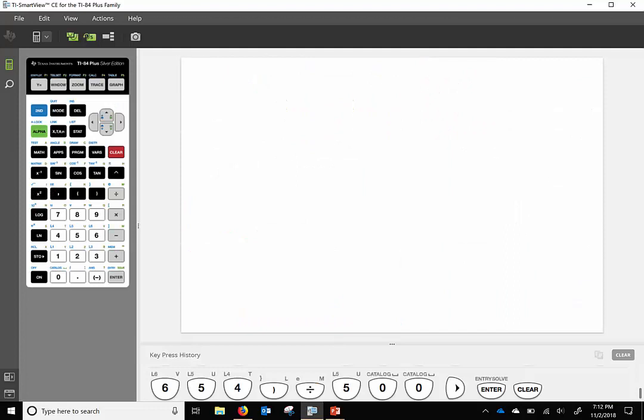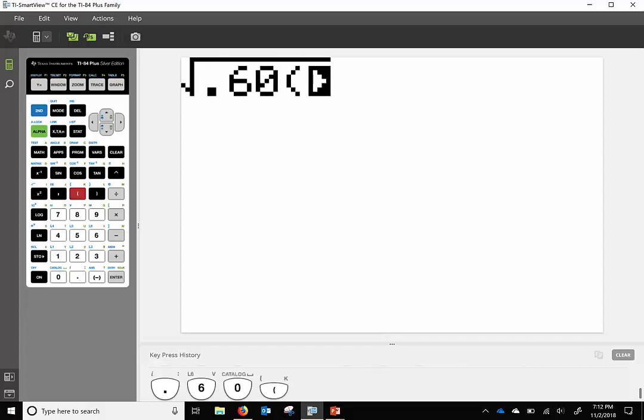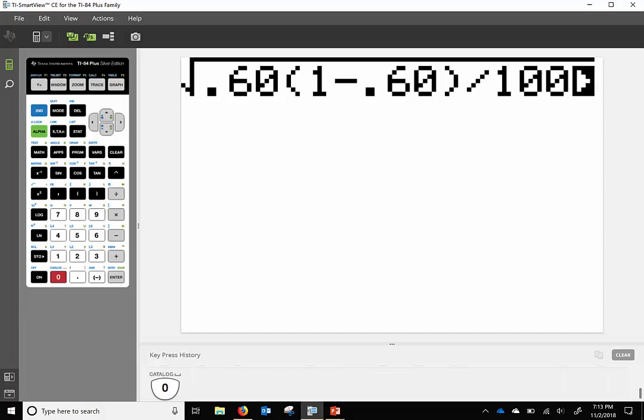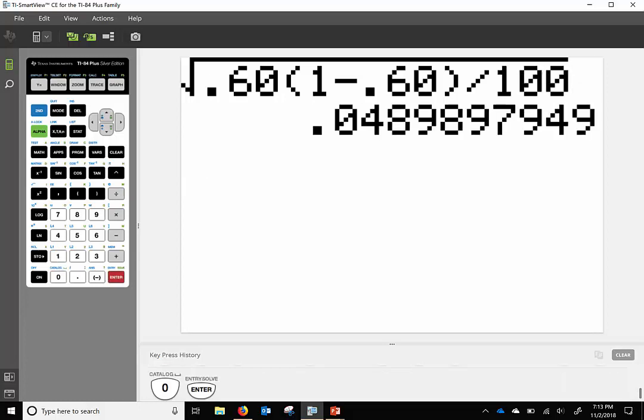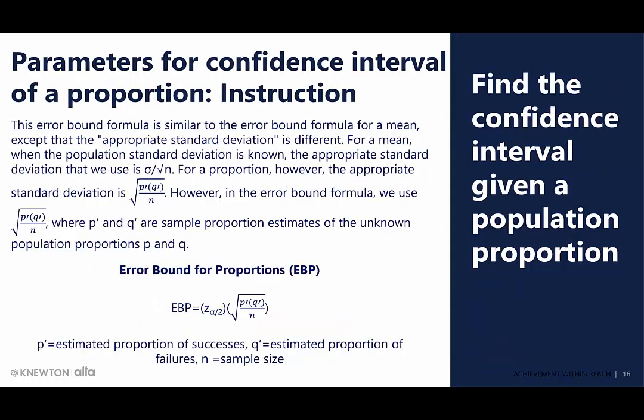Clear this out. So we take the square root of 0.60 times 1 minus 0.60. Okay, we're going to divide that by 100. This is all underneath the radical. All right, we hit enter. 0.049. We're seeing a lot of that, right? 0.049. Okay, so that's just showing you what's the mean and standard deviation of a sampling distribution. Okay. All right.